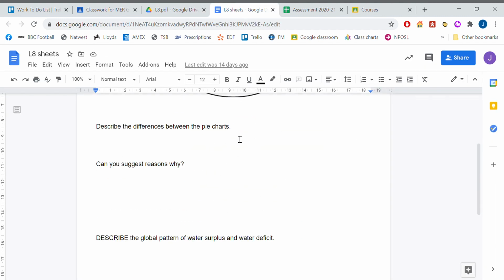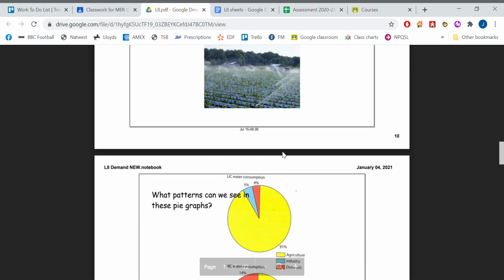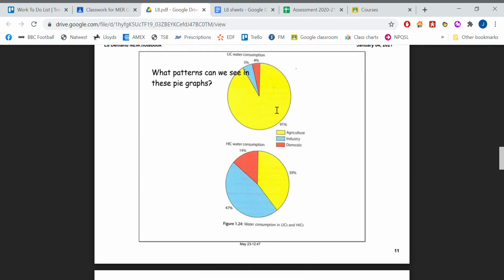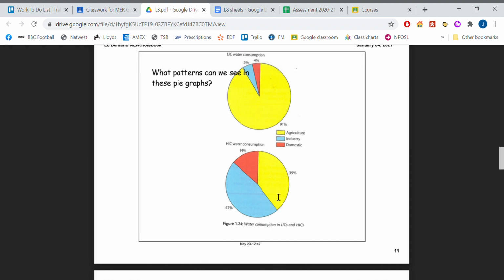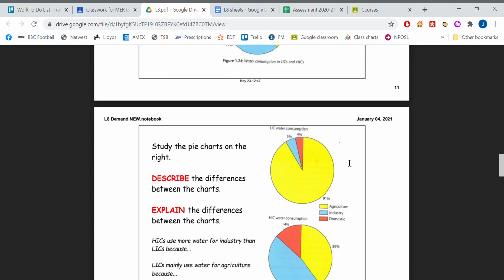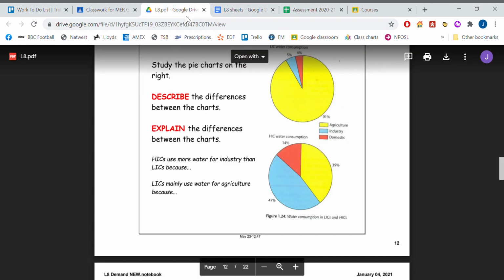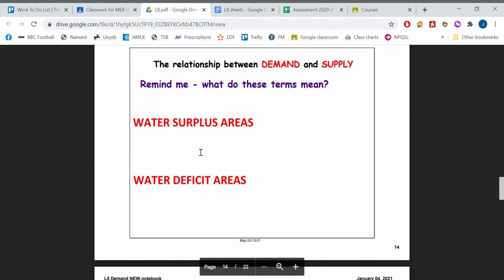Okay, then we're going to look at why it's different between LICs and HICs. So there's two graphs here. You can see in LICs there's a lot more agricultural use, whereas HICs have a lot more industrial use, and domestic's a lot higher as well. So thinking about why, you're going to do first of all describing the difference. What's the difference in the segments? Not why, just what is the difference, and then can you suggest some reasons why? And there are some ideas here to help you if you're not sure.